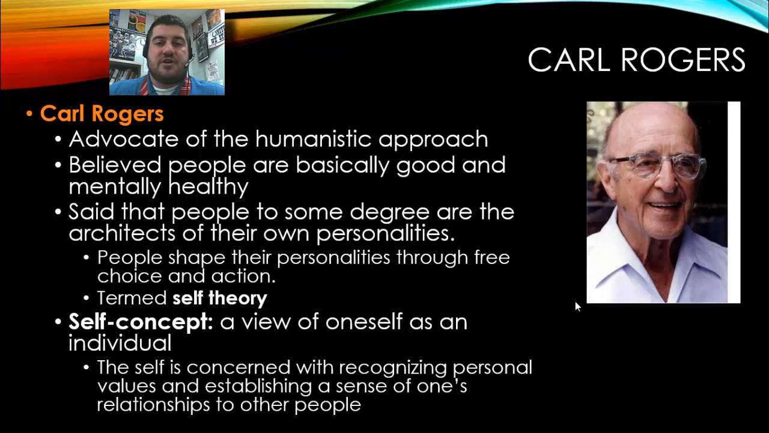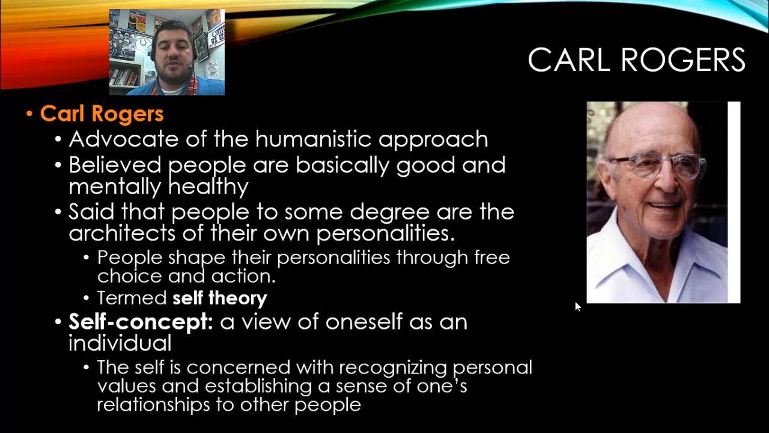Carl Rogers is another early humanist, and he believed that people are basically good, and they start out mentally healthy. When they're born, humans are good and mentally healthy. But he also said that people are affected by outside experiences. To some extent, humans are architects of their own personalities. People have choice, free will. People shape their personalities through actions. And this theory, because it revolves around the self, is called self theory.